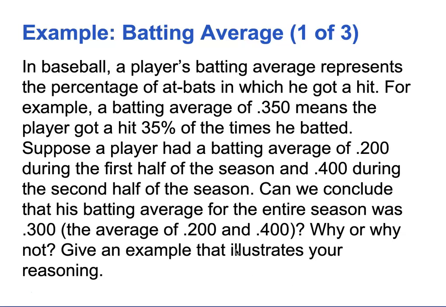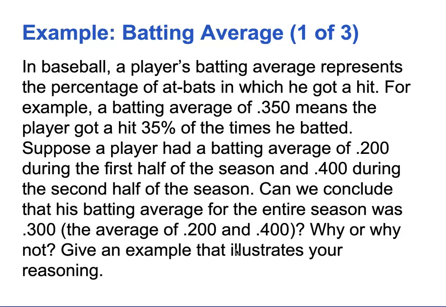All right, batting averages. In baseball, a player's batting average represents the percentage of at-bats in which he got a hit. So it's how many times he actually comes up to bat, and out of those, how many he hits. For example, a batting average of .350 means that the player got a hit 35% of the time he batted. Suppose a player had a batting average of .2 during the first half of the season and .4 during the second half of the season.